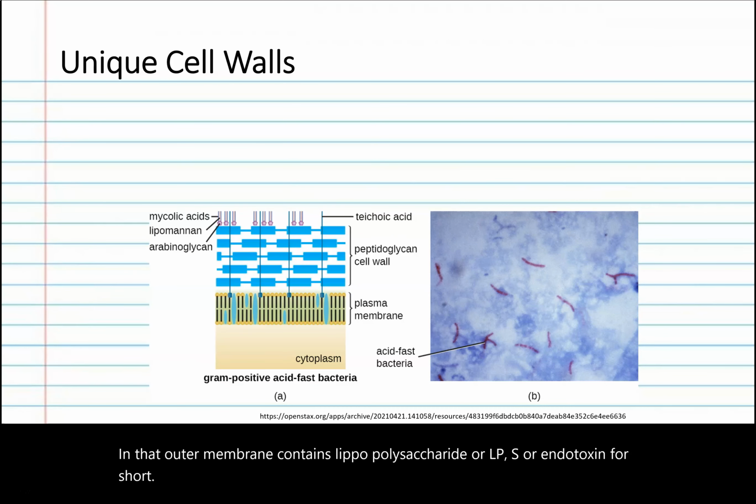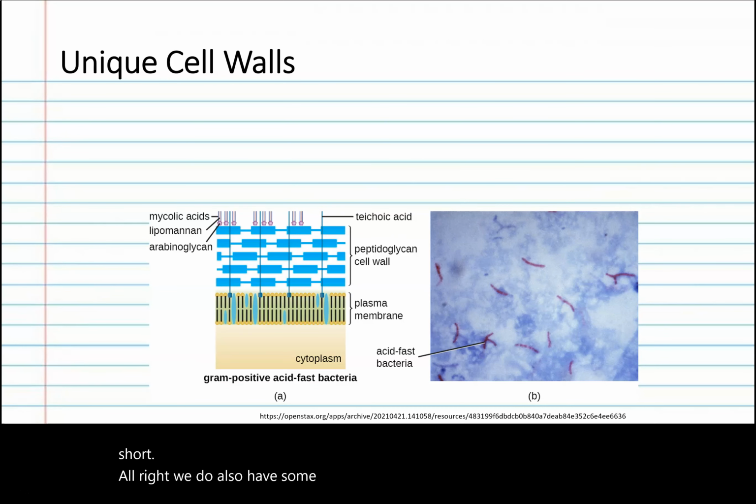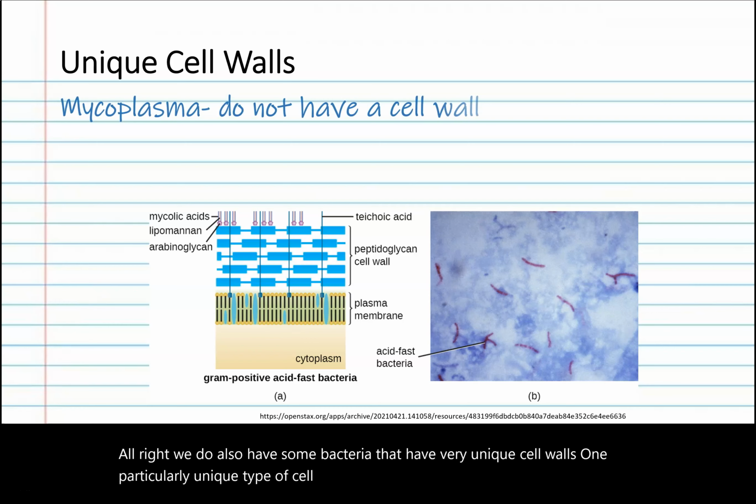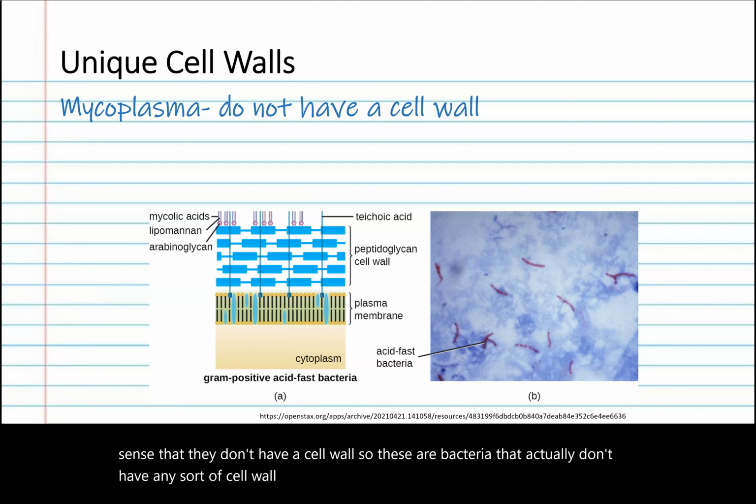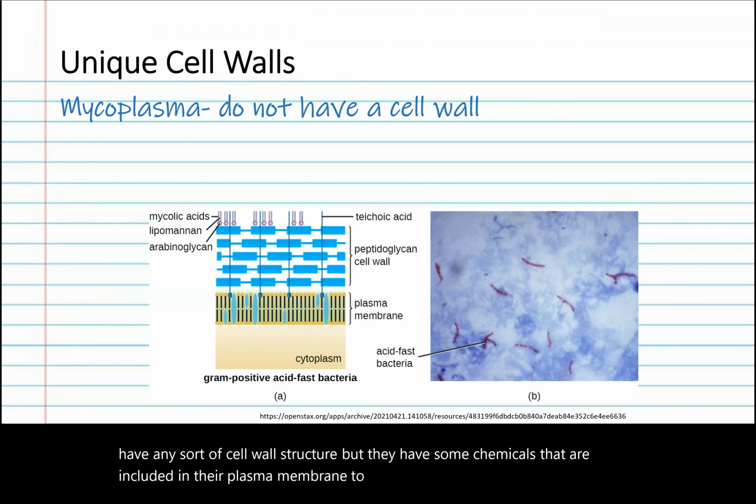All right, we do also have some bacteria that have very unique cell walls. One particularly unique type of cell wall is our mycoplasma. Well, they're unique in the sense that they don't have a cell wall. So these are bacteria that actually don't have any sort of cell wall structure, but they have some chemicals that are included in their plasma membrane to help stabilize the cells.